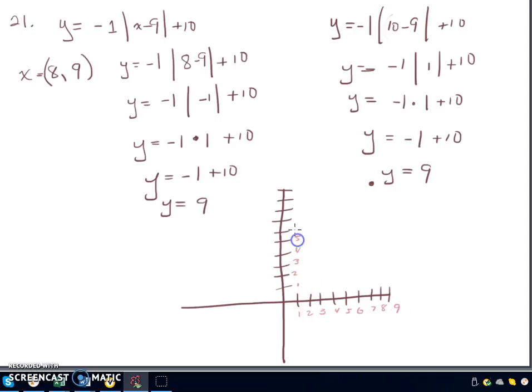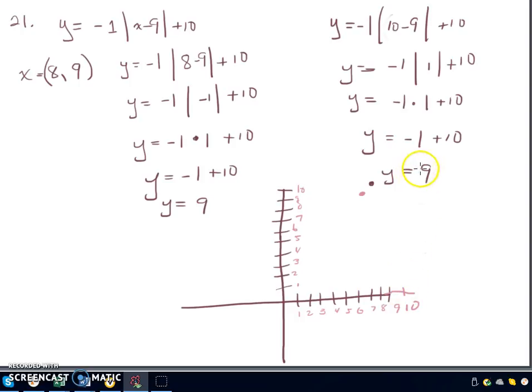6, 7, 8, 9, 10. So when x is 8, y is 9. And it's a negative graph. Oh, I think on the other one I drew it as a positive. My bad. So good thing we did this, so we can catch that mistake.